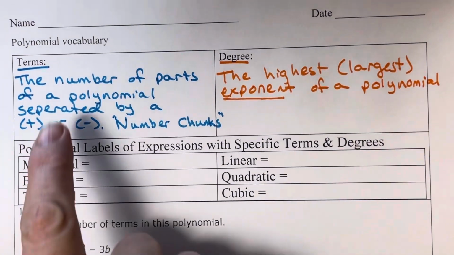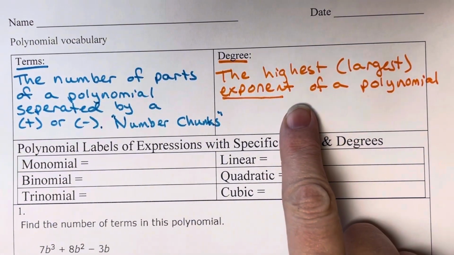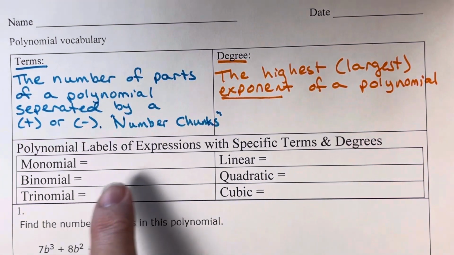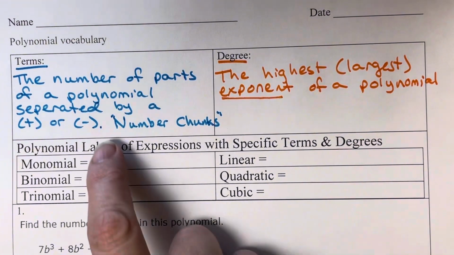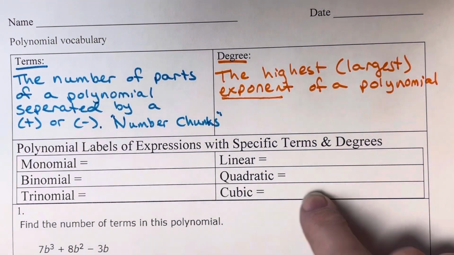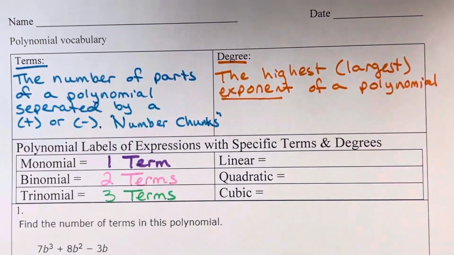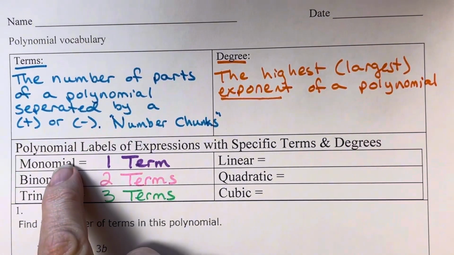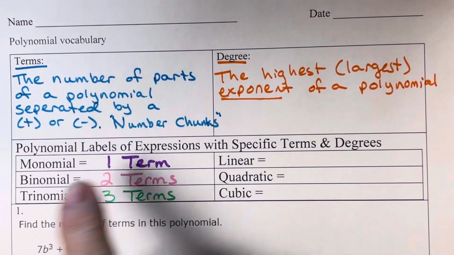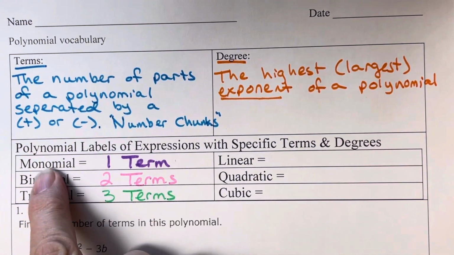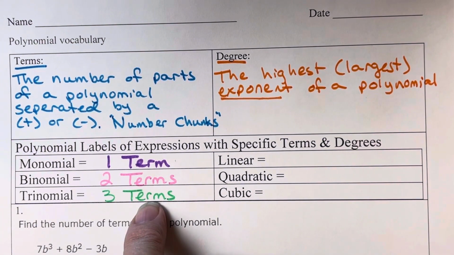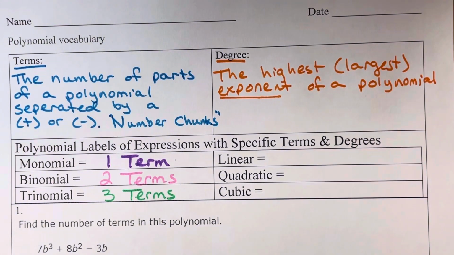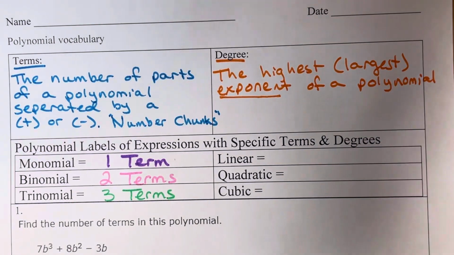In addition to either counting the number of terms or examining the exponents, you can use a vocabulary word to just describe the overall number of terms or the degree of a given polynomial. If you see vocabulary words such as monomial, binomial, or trinomial, you're looking at the number of terms. Monomial has one term, binomial has two terms, trinomial has three terms. If you have more than those terms listed on your polynomial, then you don't have one of these three words.